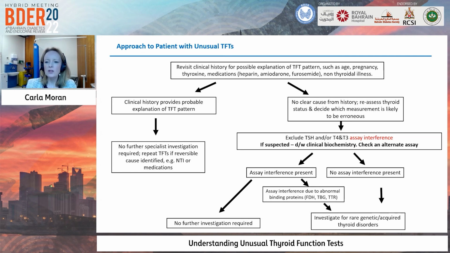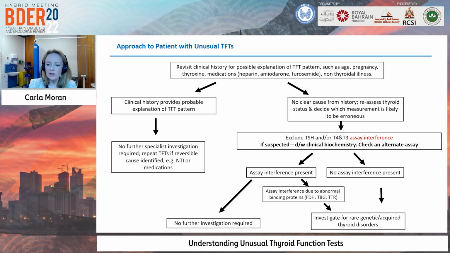So the next step then is to exclude assay interference. And here it can be really helpful to discuss with your clinical biochemist and to mention to them that you're suspicious of assay interference. What would they recommend in terms of checking an alternate assay? Additional tests such as TPO antibody or total T4 can be helpful, as I've shown you. If assay interference is present, it's worthwhile thinking whether it could be due to abnormal thyroid hormone binding proteins, such as due to FDH, TBG abnormalities, or transthyretin. Because if they are there, you could investigate in more detail and perform genetic sequencing. And if you diagnose that, you could offer familial screening.